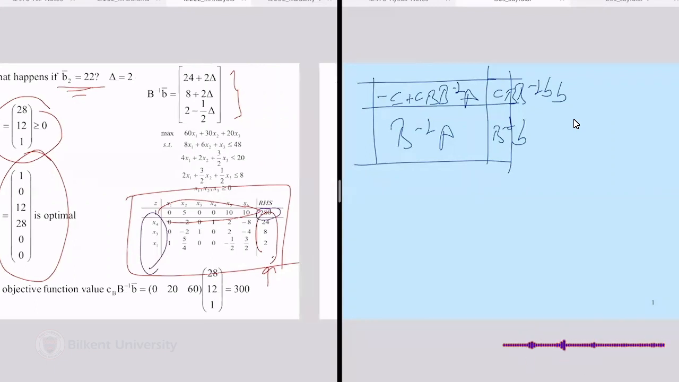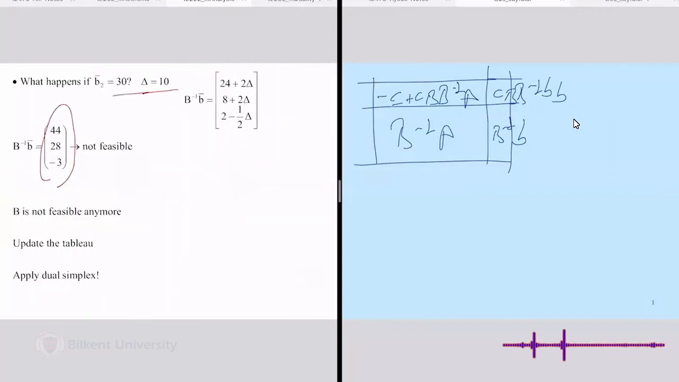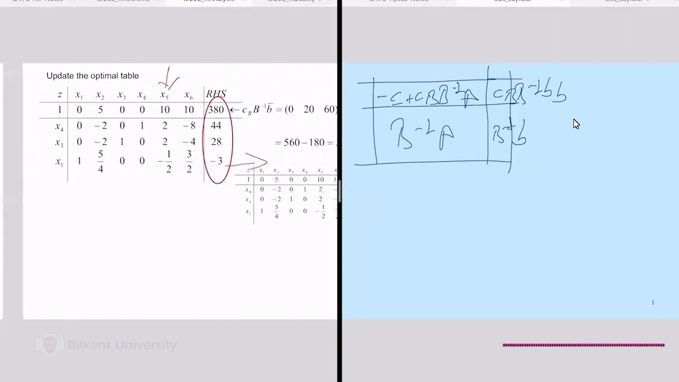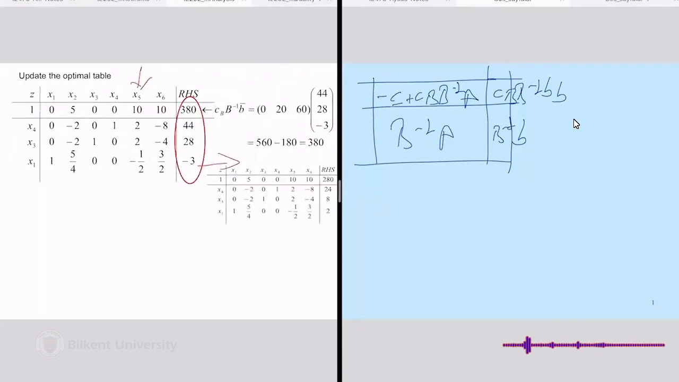Now, if the change in that right-hand side is out of the allowable region, we did calculate an allowable region. Like if B2 was 30, and if you check B inverse B tilde with B2 being 30, you're going to see that your vector becomes 44, 28, and 3, minus 3. So there is a minus 3 in here, which means we just lost primal feasibility. That means my table will be like this. In terms of dual feasibility, everybody is non-negative. Fine. But I do have an ambiguity in here.